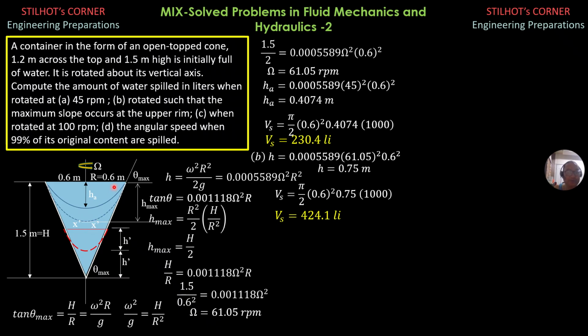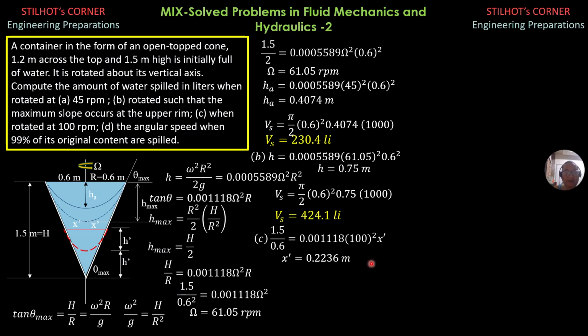So we can compute this relationship. The height of the 2h prime divided by x prime is still the same as 1.5 over 0.6 or 2.5. So from there, we can relate, or we can express x prime in terms of h prime and vice versa. So 1.5 over 0.6 is 0.001118, angular speed 100 square times the radius, which is x prime. So x prime is 0.2236 meter.